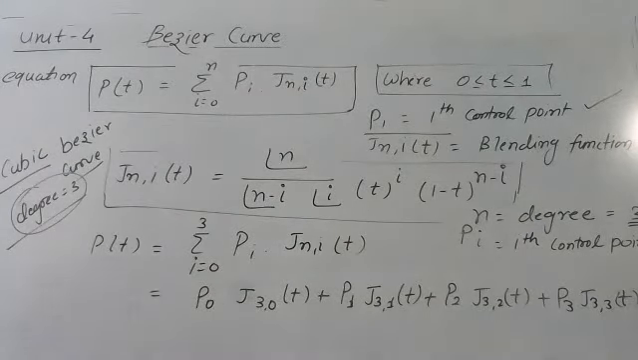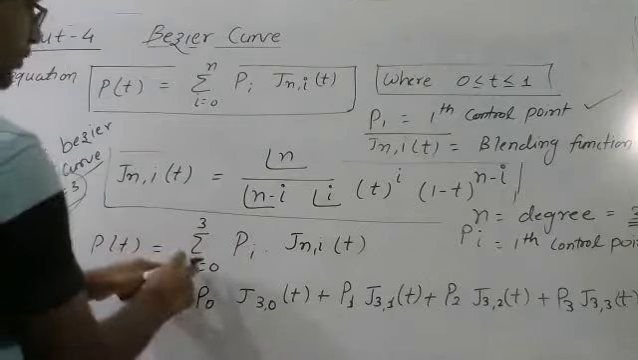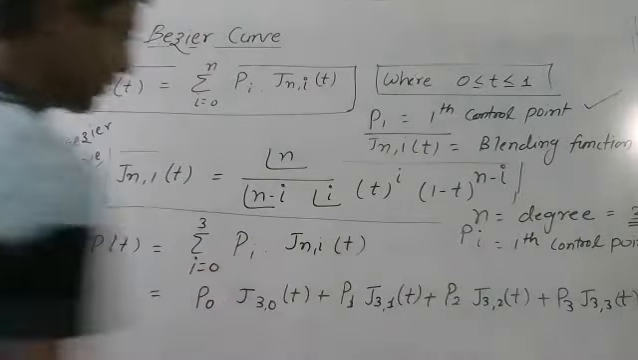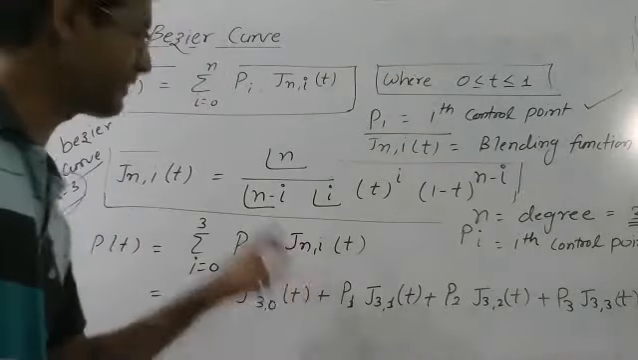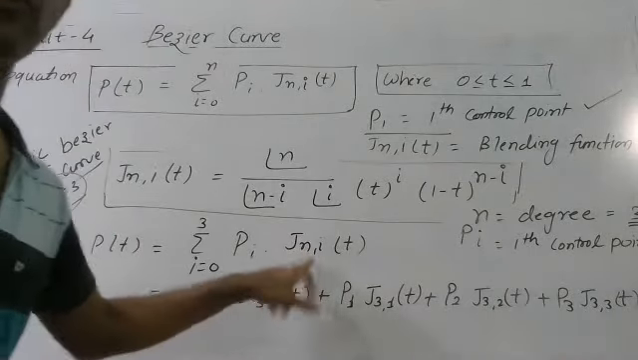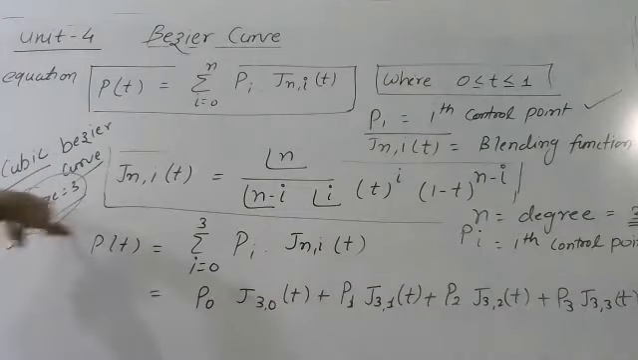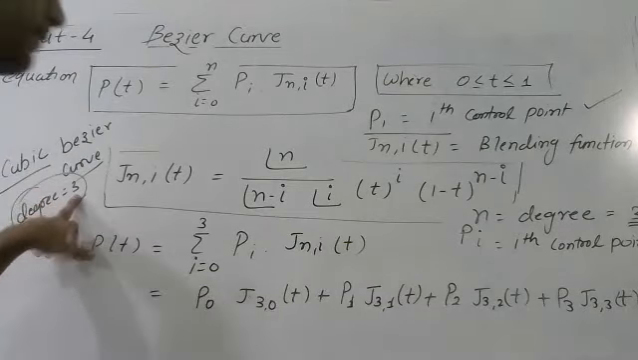So here I am removing this summation sign and putting all the possible values of i in this particular equation, and I know the value of n is 3 because it is given that we are deriving the equation for the cubic Bezier curve. So for a cubic Bezier curve, the degree will be 3.